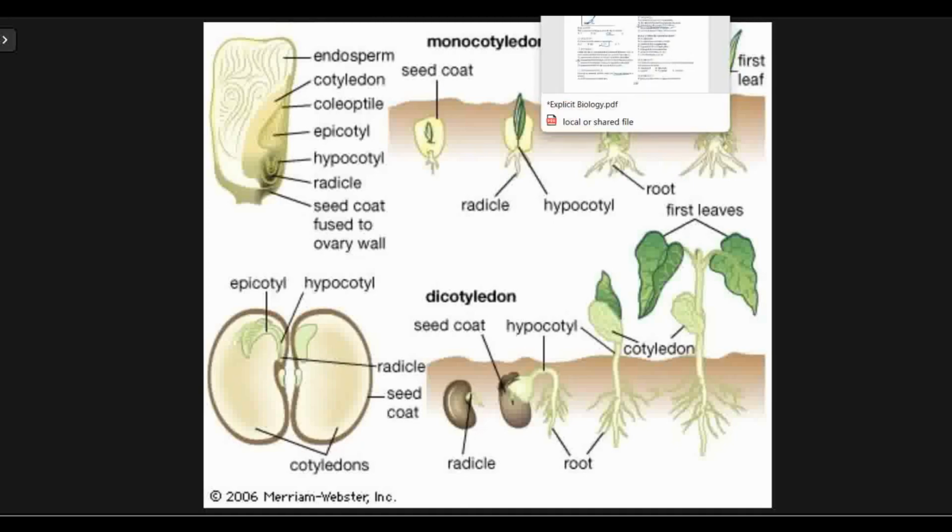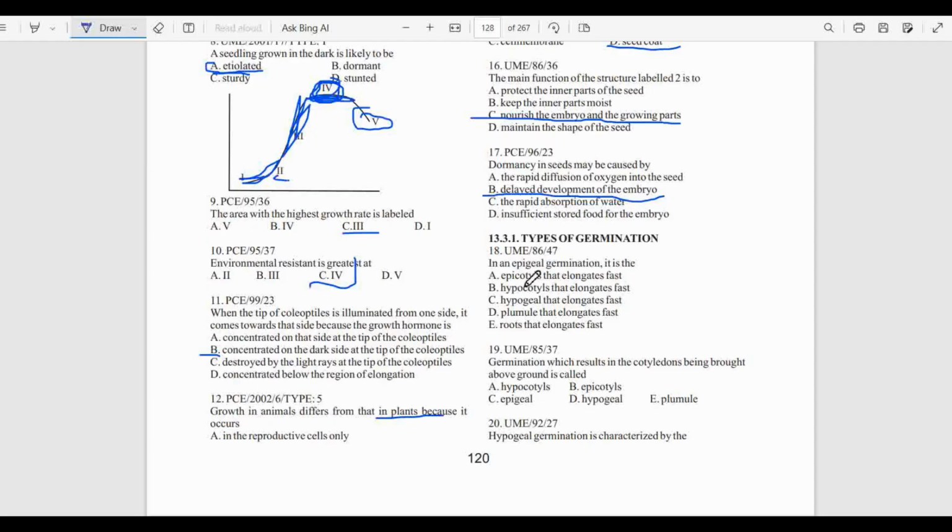So in epigeal germination, is it the epicotyl that elongates fast, the hypocotyl that elongates fast, the hypogeal that elongates fast, the plumule that elongates fast, or the roots that elongate fast? Which of these options best describes epigeal germination? In epigeal germination, remember the cotyledons are carried above the soil due to the elongation of the hypocotyl. So you have option B.